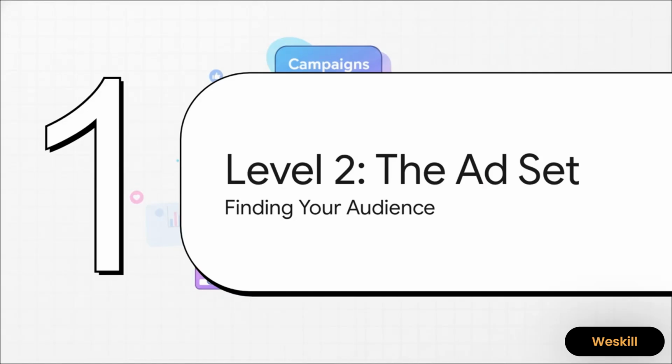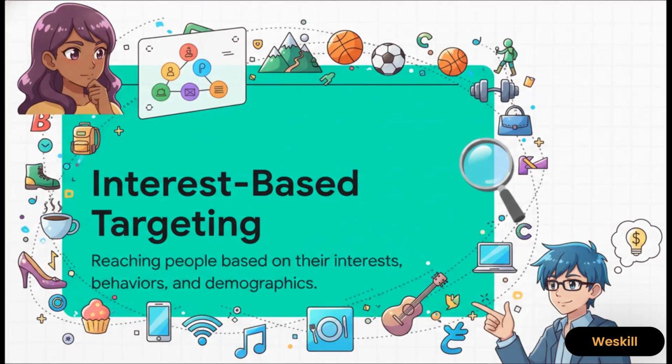All right, so we've got our why set up at the campaign level. Now it's time for the who, the ad set. Honestly, for a lot of people, this is where the real magic of Facebook advertising happens. It's how you go from just shouting into a crowd to whispering a perfectly targeted message right into the ear of the perfect person. And the main way we do this is with interest-based targeting.